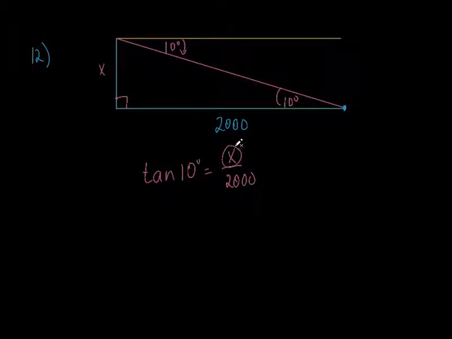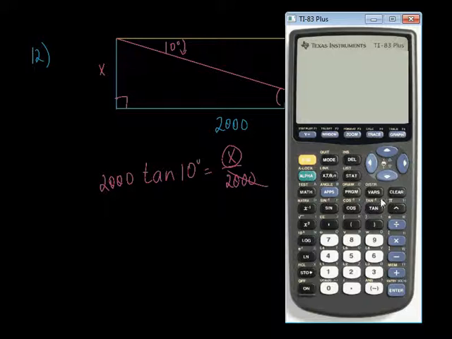If I get X, it's already on the top, isn't it? I don't have to take it and move it to the other side. X is already in the numerator. All I got to do is get rid of the 2,000. How do I get rid of that 2,000? Multiply it by 2,000. That's right. So I multiply it by 2,000. And so let's put some stuff in here.